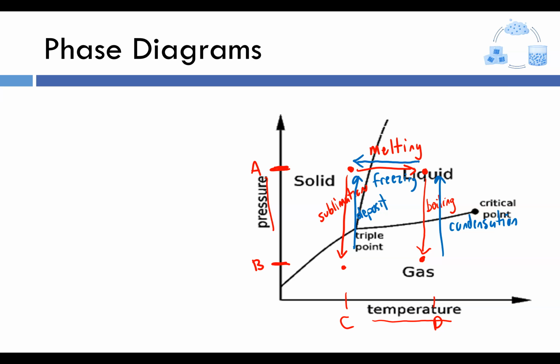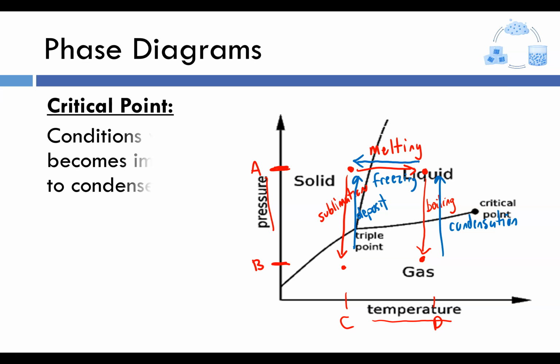There are 2 points really to be aware of in this diagram. We've got the critical point. These are the conditions where it is impossible to condense a gas. Basically, the temperature has gotten so high at this point that no matter how much you push on the gas to try to force it together, it just won't happen. So you can't end up with a liquid beyond that temperature.